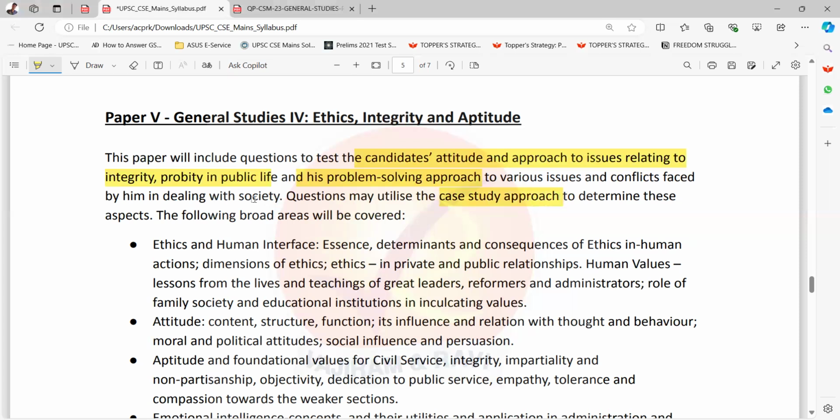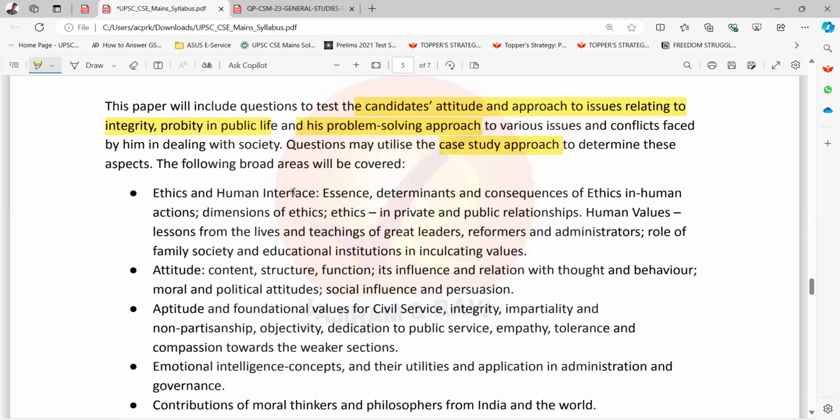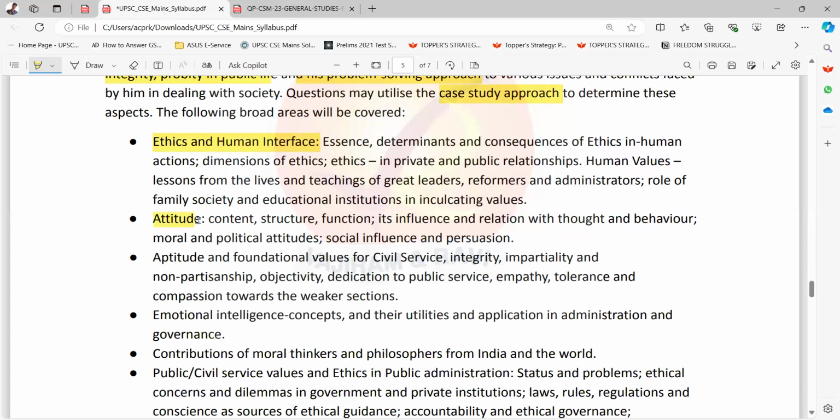To determine these aspects, the following broad areas will be covered: ethics and human interface, essence, determinants, and consequences of ethics in human actions, dimensions of ethics, ethics in private and public relations, human values, lessons from the lives and teachings of great leaders, reformers and administrators, role of family, society, and educational institutions in inculcating values. Attitude: content, structure, function, its influence and relation with thought and behavior, moral and political attitudes, social influence and persuasion.